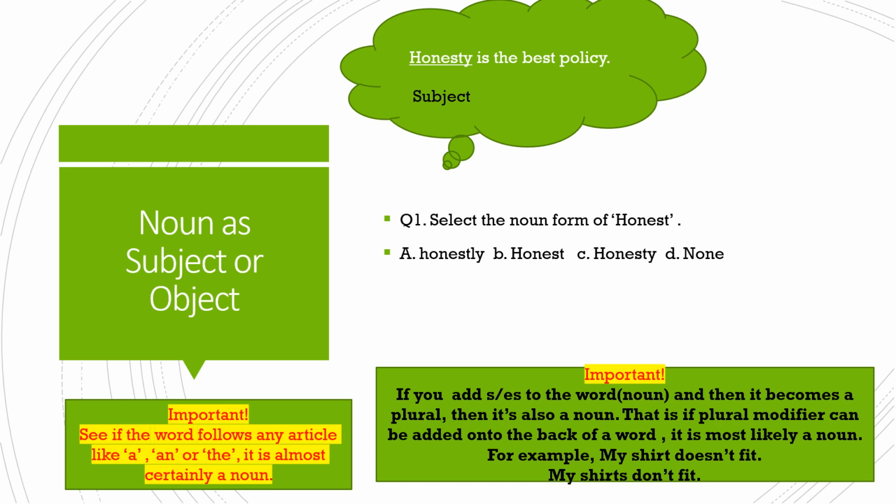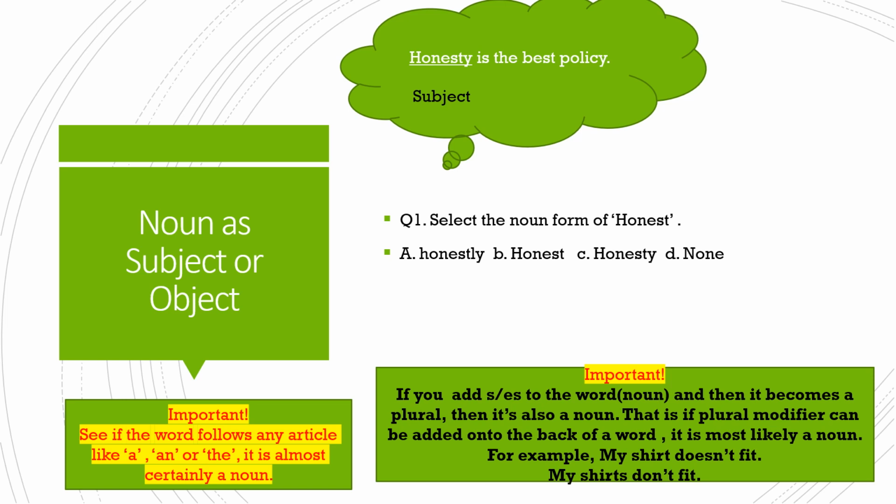So whenever you are asked to identify a noun in a sentence, you have to see whether its role in the sentence is that of a subject or an object, right? For example, you can see in the cloud the sentence: honesty is the best policy. You have often heard this saying. Over here, honesty is our subject, so this helped us identify that this is a noun.